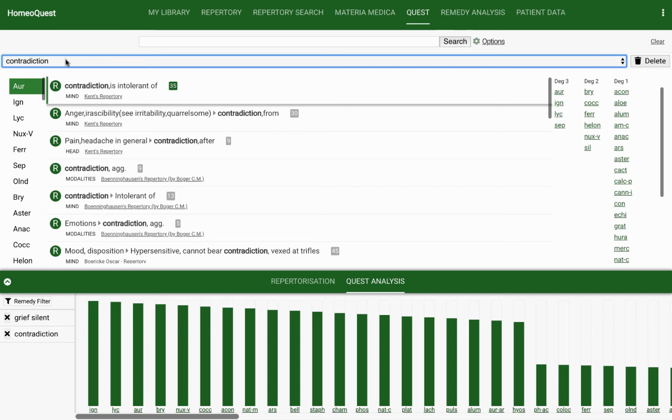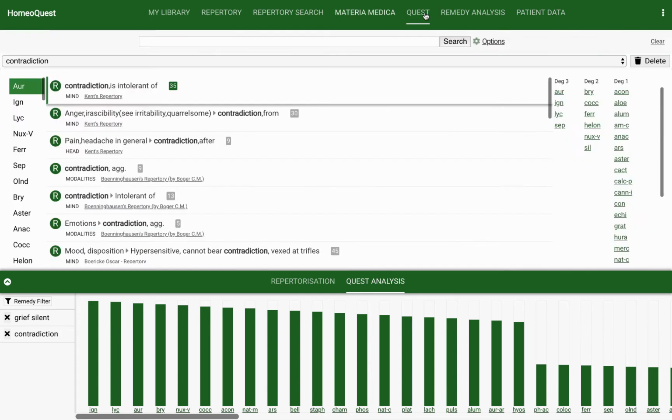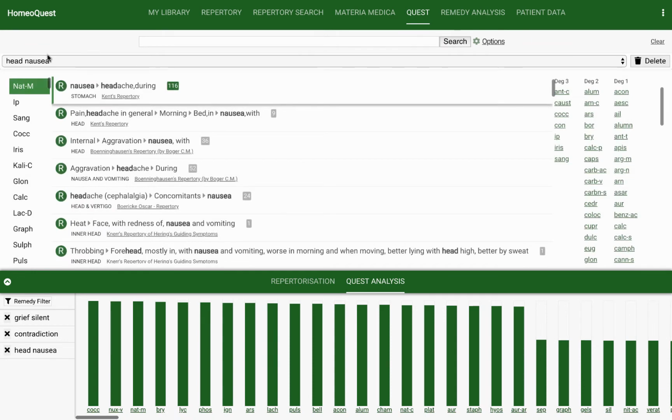Let's look at what other symptom that person had. He had headache with nausea. So after losing somebody, this grief came on, very, very intolerant of anyone who was contradicting him, and lots of different types of head issues with lots of nausea. So I'm going to put in head and nausea here. Okay, so this is our third symptom I'm putting in Quest, and then say search. So now we have head, nausea, and these are the top remedies for all those remedies that have headache or head issues with nausea.